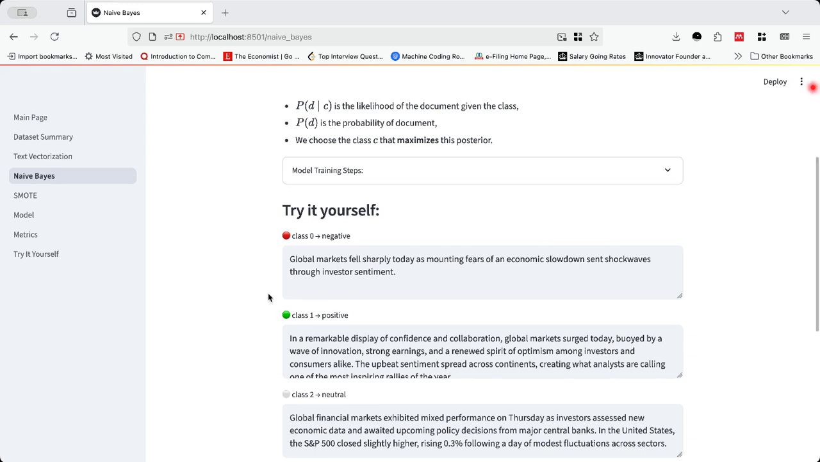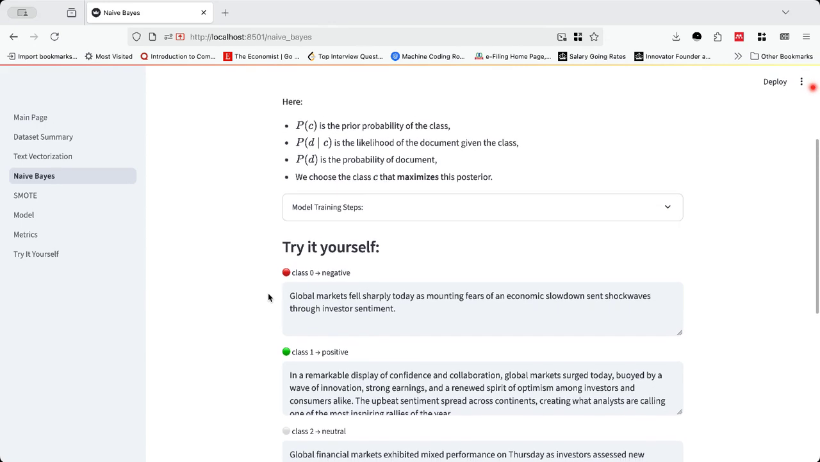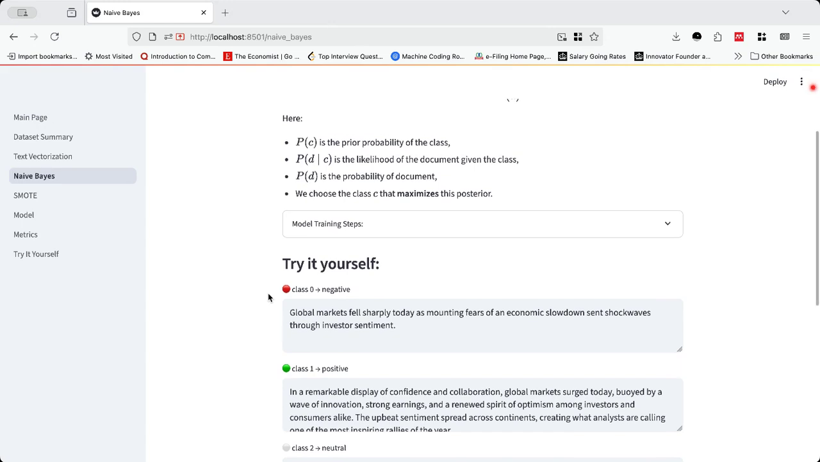Today, we're tackling a fundamental concept in NLP, the naive Bayes algorithm. To figure it out, let's stick with our practical example, sorting the sentiment of news articles into the classes positive, negative, and neutral. So, what's our goal? When a new document arrives, we want to figure out with what probability it belongs to each class. Essentially, we want to know, is this news positive, negative, or is it neutral?